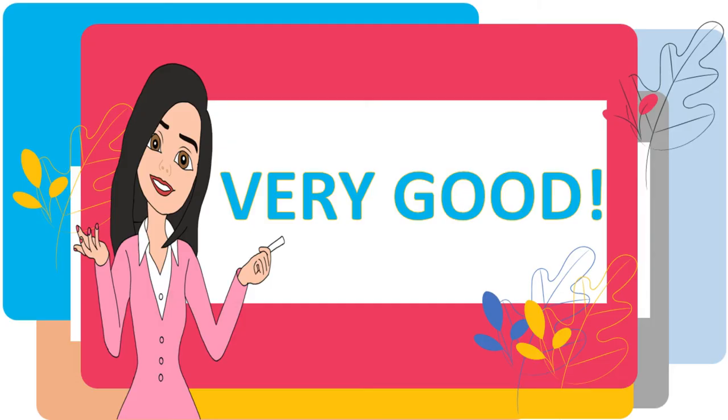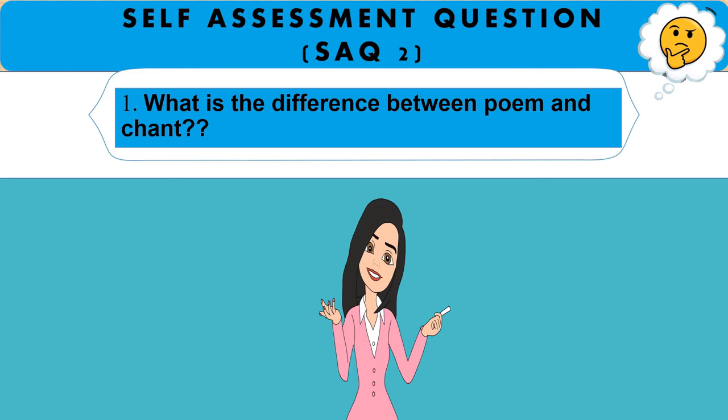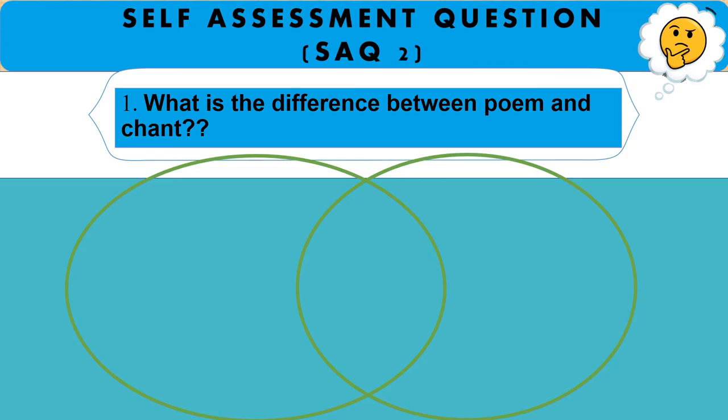For self-assessment question number 2, class, this is what you're going to do. From the given definition, make a Venn diagram on the difference of a poem from a chant. You may write this on a paper. So this is the answer for the self-assessment question number 2.